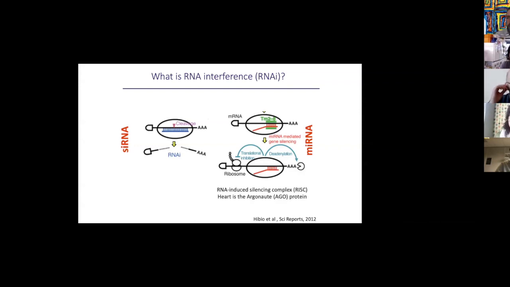And at the heart, I think, of all of this with the microRNAs is the argonaut protein, which is part of the RNA-induced silencing complex. And so the microRNA is loaded into the argonaut as it's made, as it becomes mature, and then it acts as part of the argonaut complex.